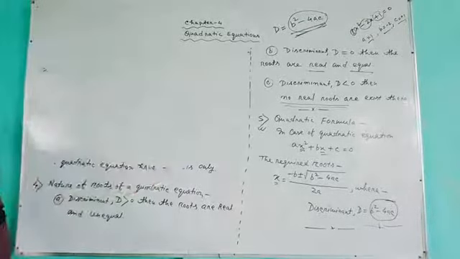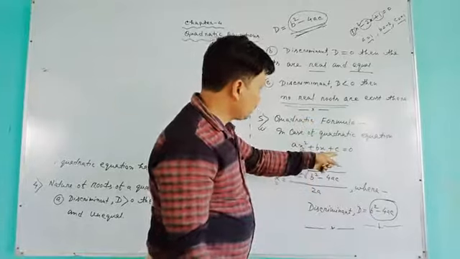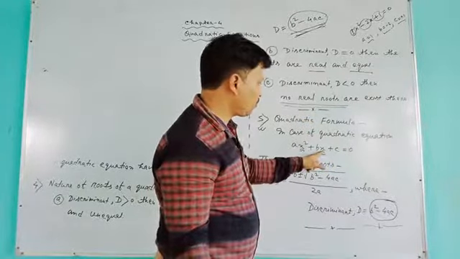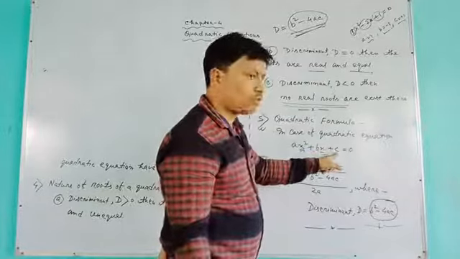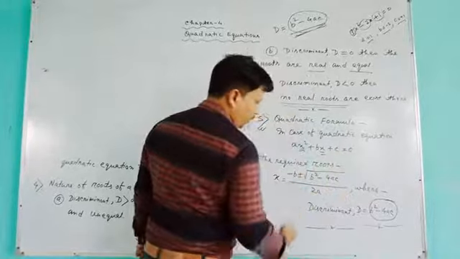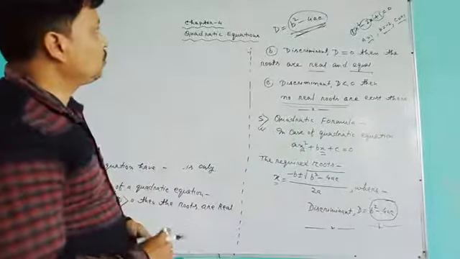C is the constant term. A is the coefficient of x square, B is the coefficient of x to the power 1, and C is the coefficient of x to the power 0. So we have to put C here to get the roots of the equation. So today this much.